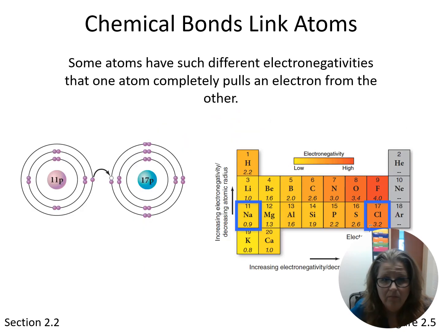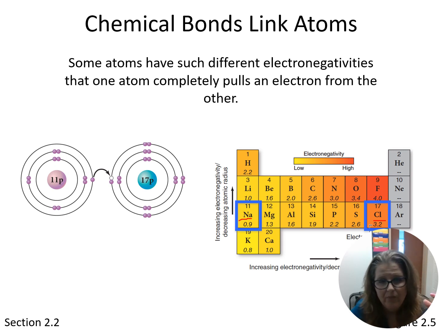All right, some atoms have such different electronegativities that one will just pull its electron from the other. So let's look at sodium, Na, and chlorine, Cl. You have 0.9 and 3.2. They are so different that the chlorine atom is going to pull when they join together. So sodium chloride is table salt.